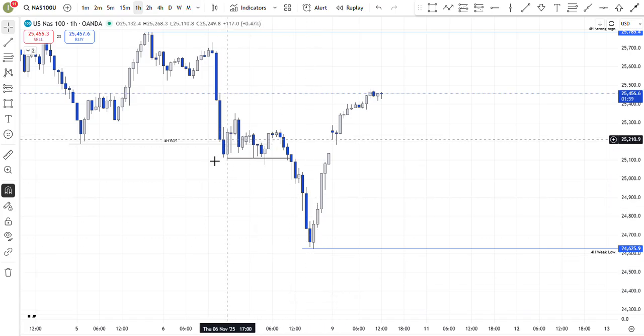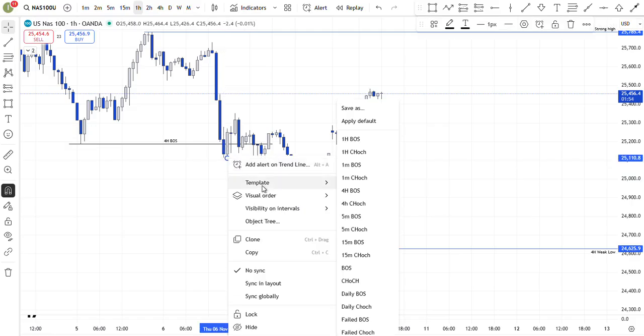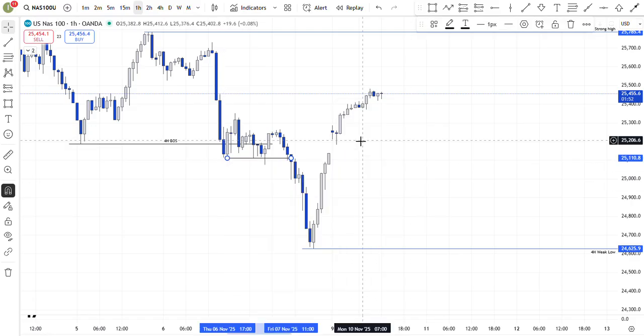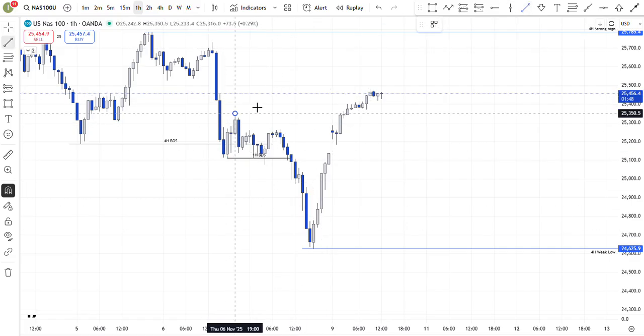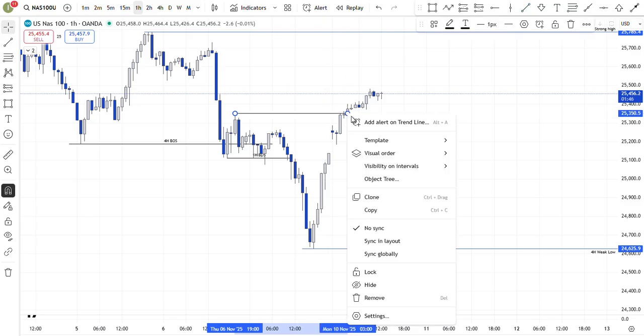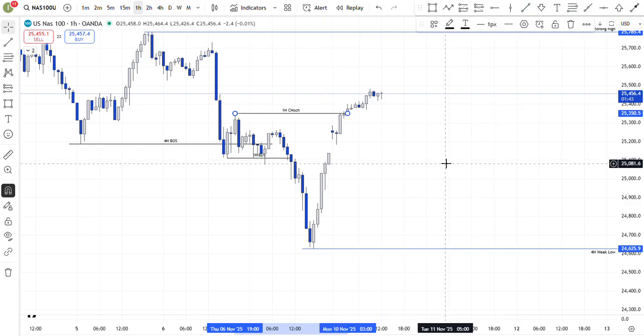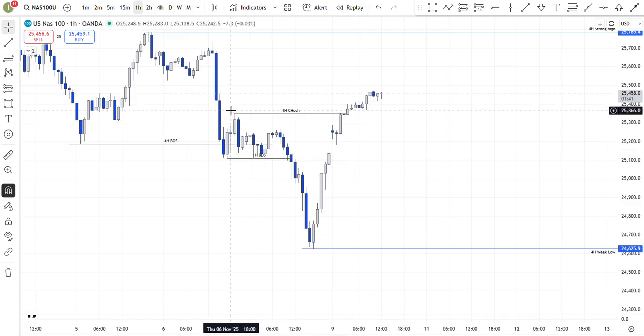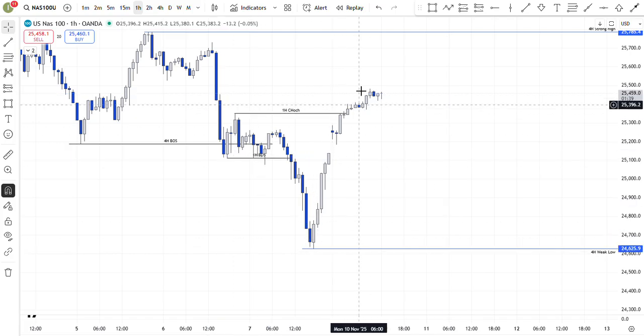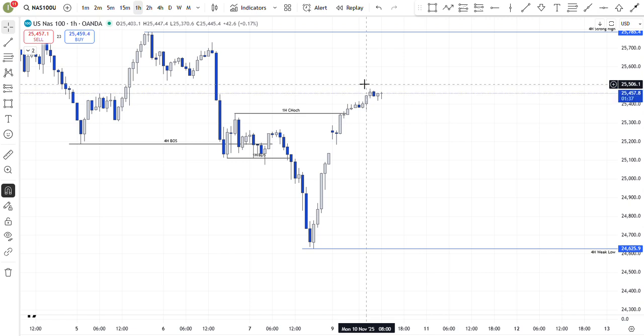So once we then have our change of character, so we have a low that was a 1 hour break of structure, and then we have our high that created that break of structure, which was this one here. So now we have a 1 hour CHoCH, because this was the highest point that created this low. We've had a CHoCH to the upside. Now we need to define where we're going to go with this.